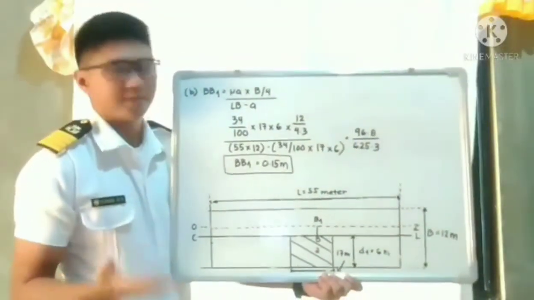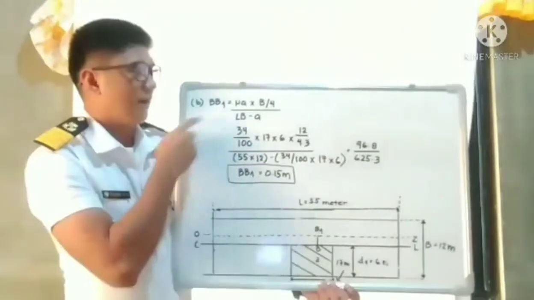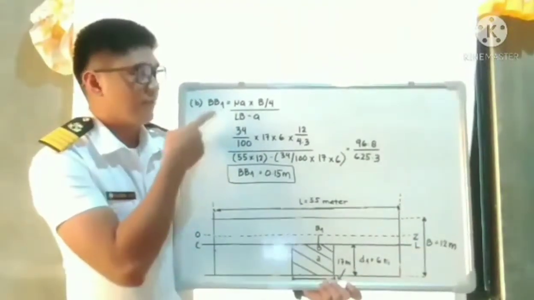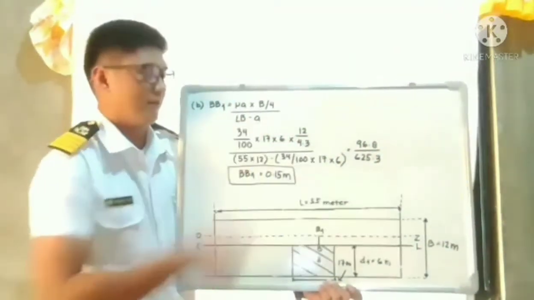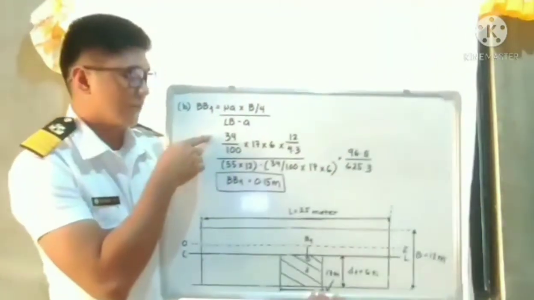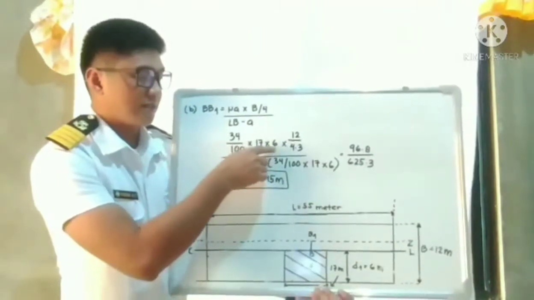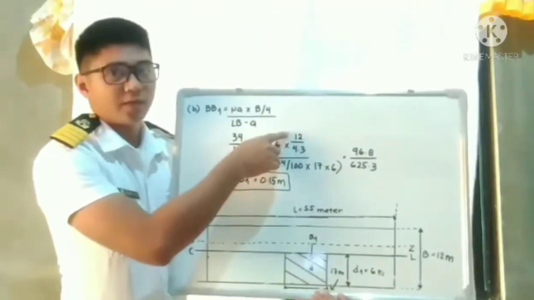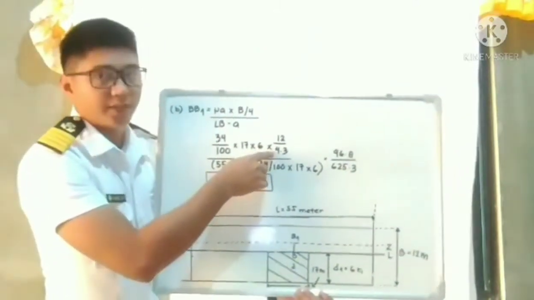Here is the next procedure. To obtain BB1, we have the permeability, A times B over 4, divided by length times breadth minus A, or LB minus A. We have the permeability of 34%, so 34 over 100 times 17 times 6 times 12, which is our breadth, divided by, on our even keel, 4.3.